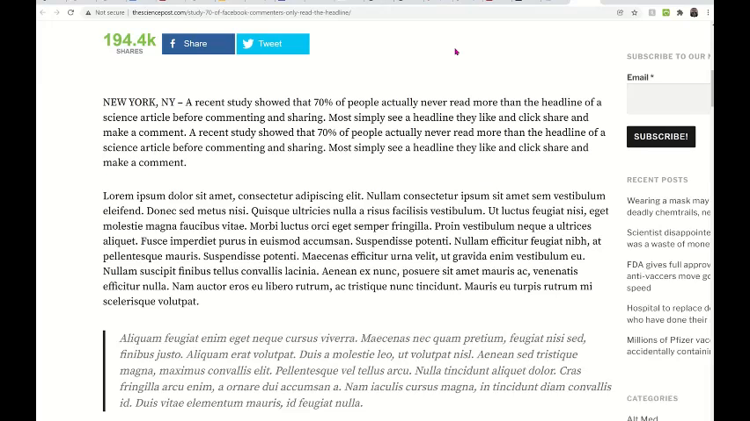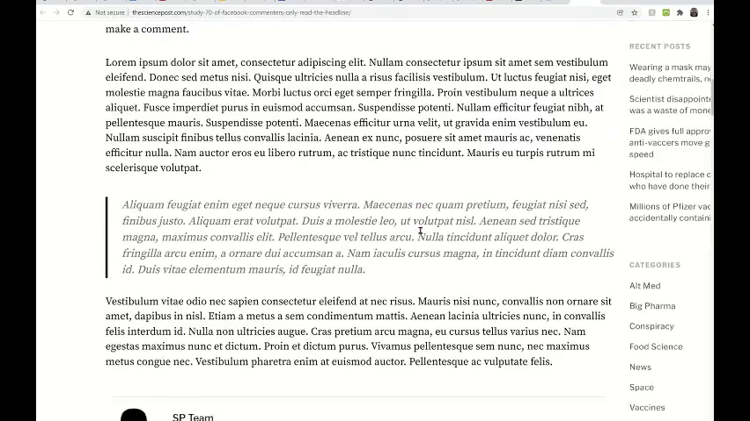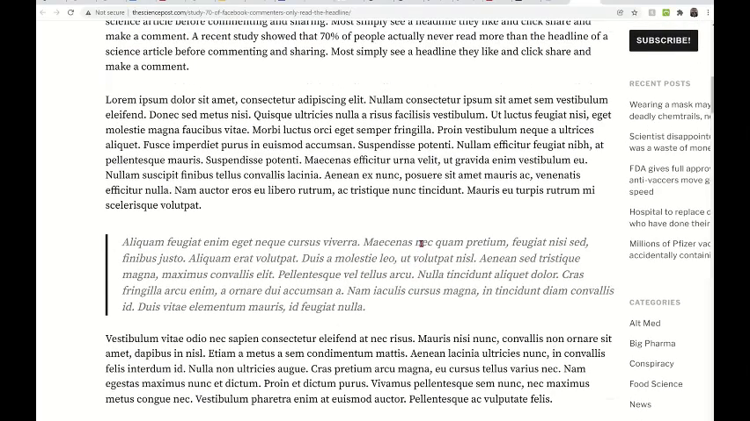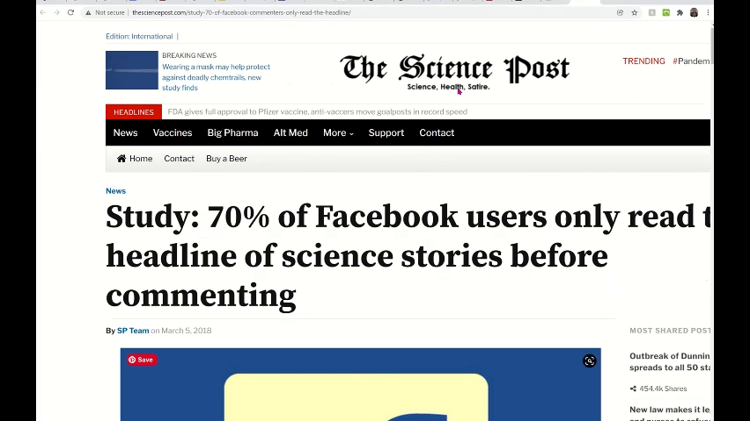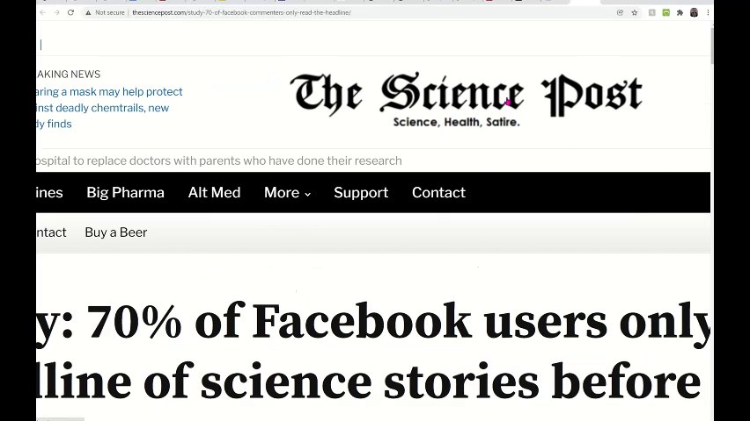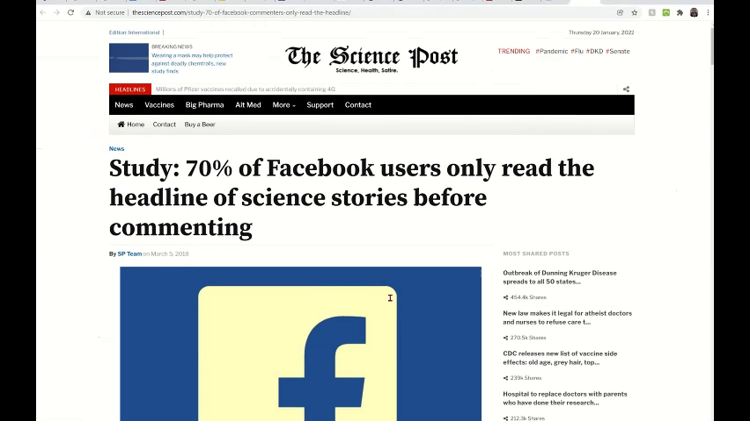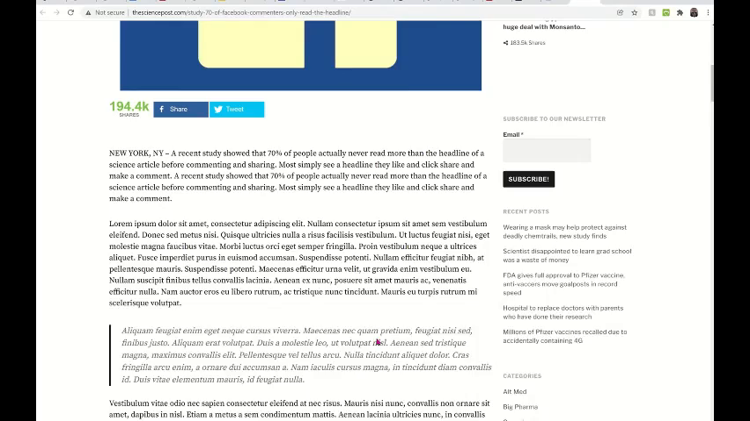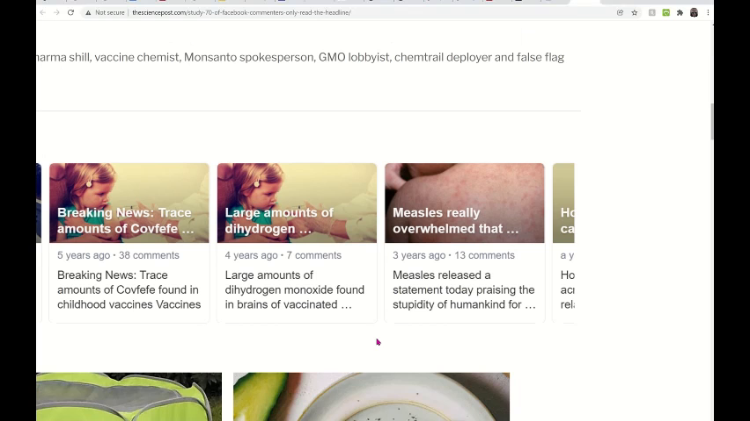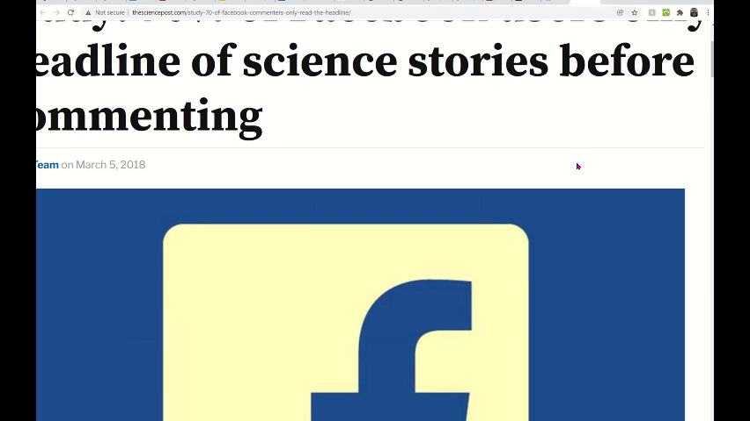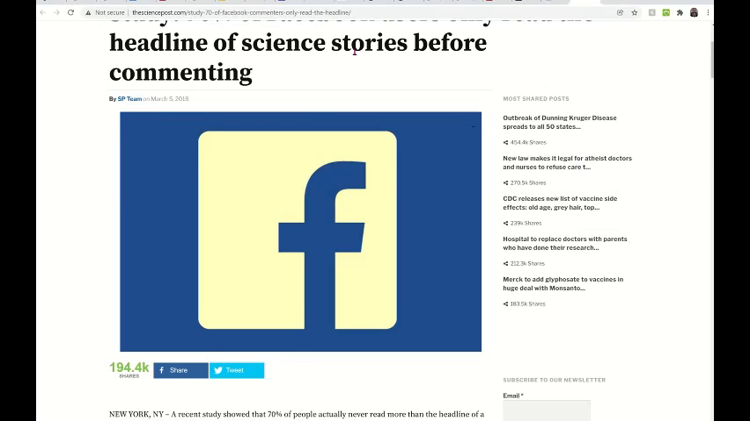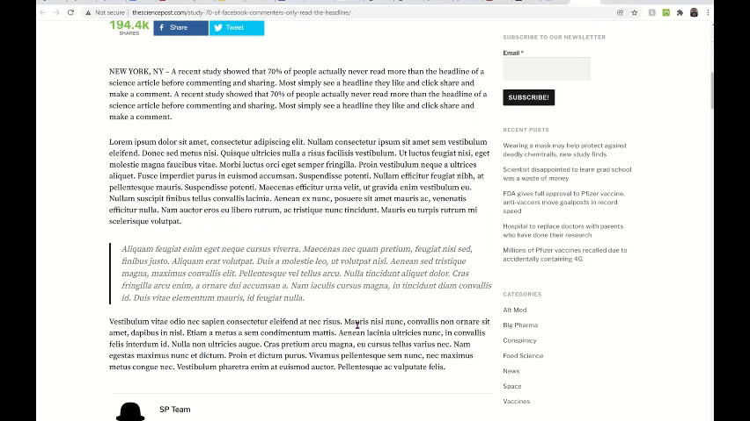So we have the same two sentences back to back. And then the rest of the article consists of nonsense words, filler text. This is on a website called The Science Post, which, as it very nicely tells us in the header, is science, health, and satire. And they, of course, are satirizing the idea that people only read the headline by putting just this headline as giving all of the content of the story, and then having nothing to back it up in the article.